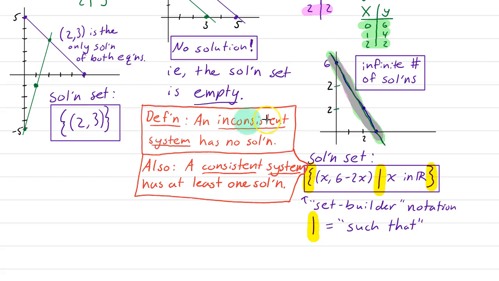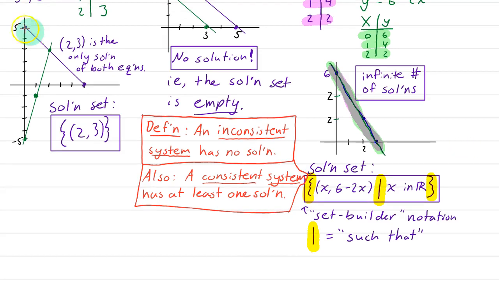And I defined what an inconsistent system was. Almost forgot to define what a consistent system was. You could probably guess a consistent system is one that has at least one solution. So you can see here it either means you have one solution if you have two lines that intersect at one point, or it means there's an infinite number of solutions.